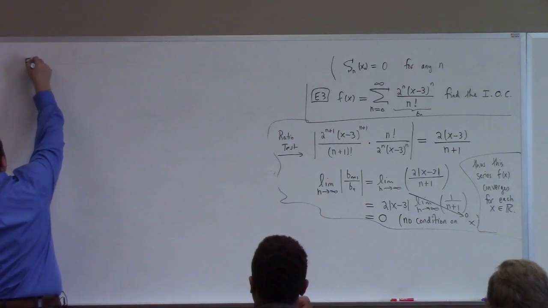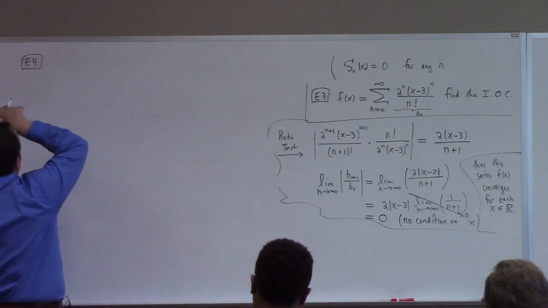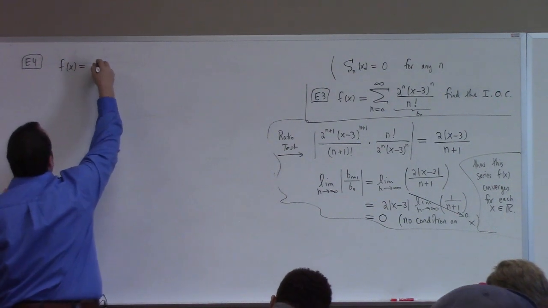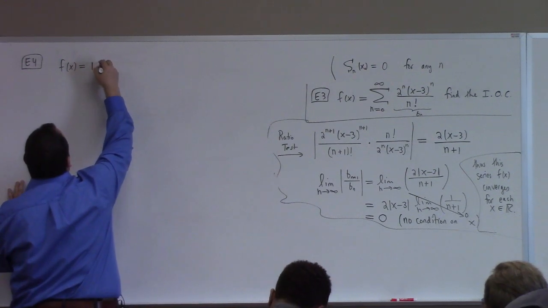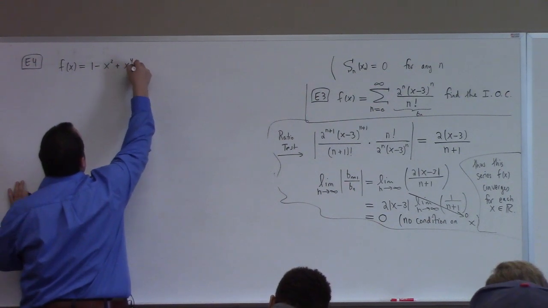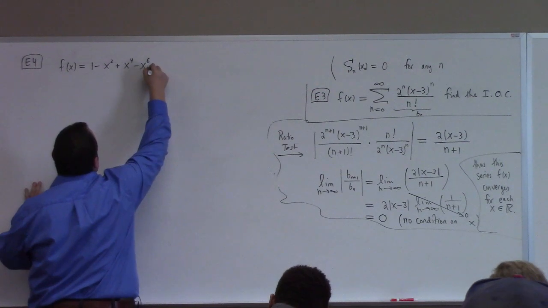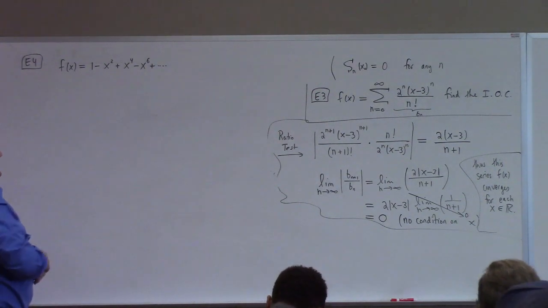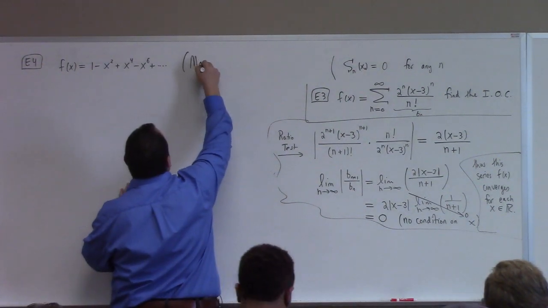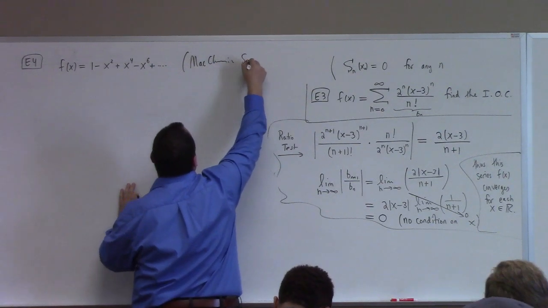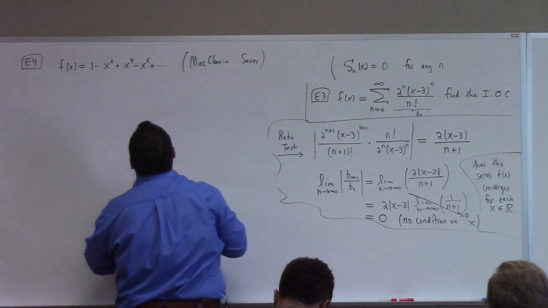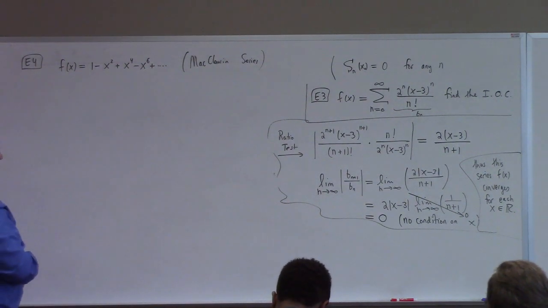Example 4. We could look at f of x equals 1 minus x squared plus x to the 4th minus x to the 6th power plus dot, dot, dot. So this is an example of what's called a Maclaurin series, which is just a power series centered at 0.